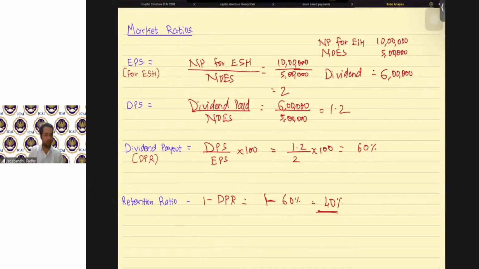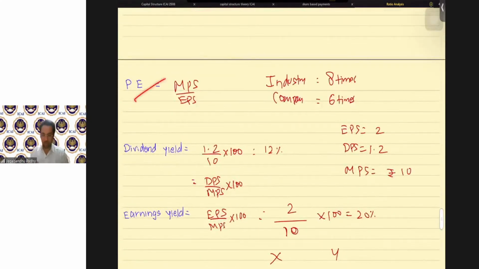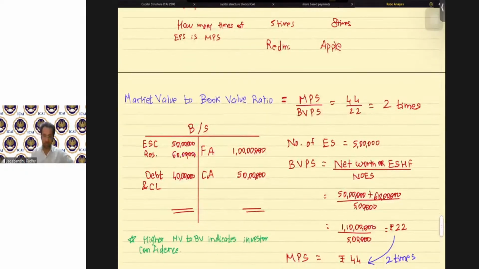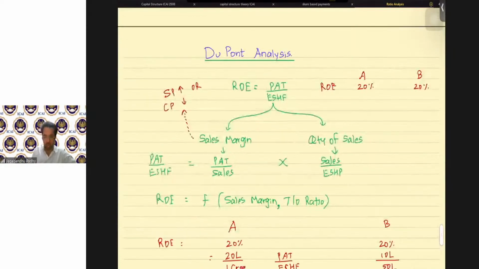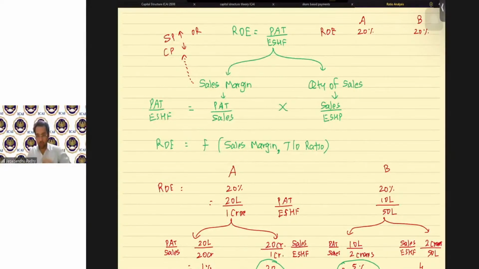Some of the market ratios that we had: earnings per share, dividend payout, retention ratio, P/E ratio, which was again an indication of investors' confidence, dividend yield, earnings yield. Dividend yield being the amount of dividend divided by the market price per share, and earnings yield being earnings per share divided by the market price per share. And then we saw today the market value to book value ratio, Q ratio, and the last but not the least, the Dupont analysis. Okay, so let me look at the queries if there are any, and then we can take up some questions.